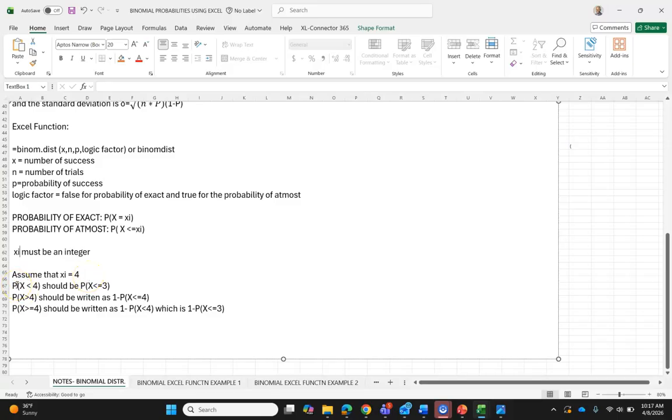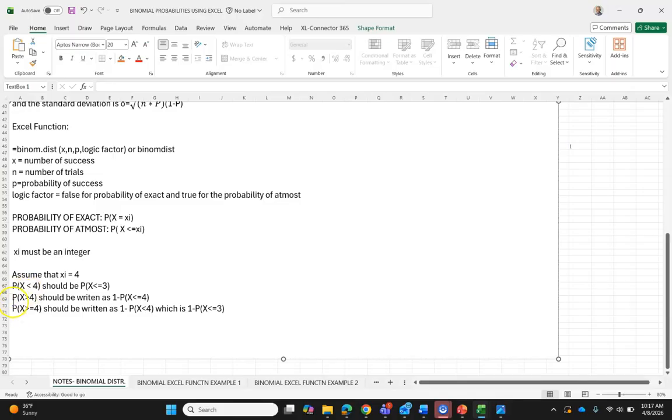So if we are supposed to find probability of x such that x is less than 4, we cannot use binomial distribution because this is not the probability of exact or probability of at most. So we have to bring this to be either probability of exact or probability of at most, but that is a cumulative. In this case, we are looking at the next value, which is less than 4, which means it is 3, because we count 0, 1, 2, 3, 4. They should be discrete values.